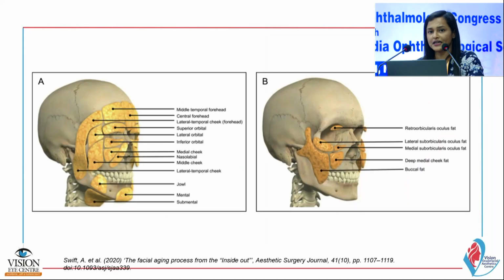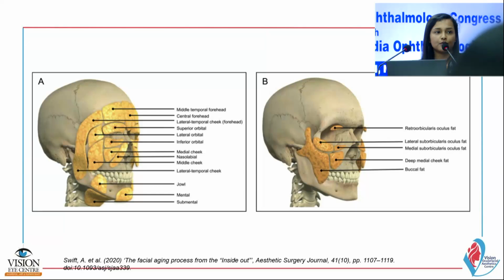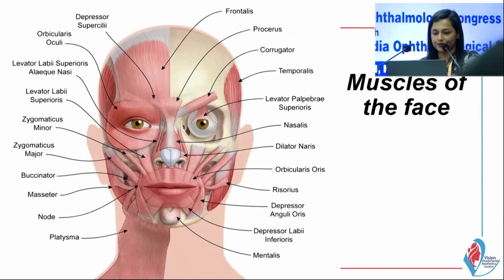Now you need to keep note of where all the fat compartments are. This first diagram shows all the superficial fat compartments, and the second diagram shows all the deep fat compartments. These are the areas which we generally target when we want to do volume augmentation.